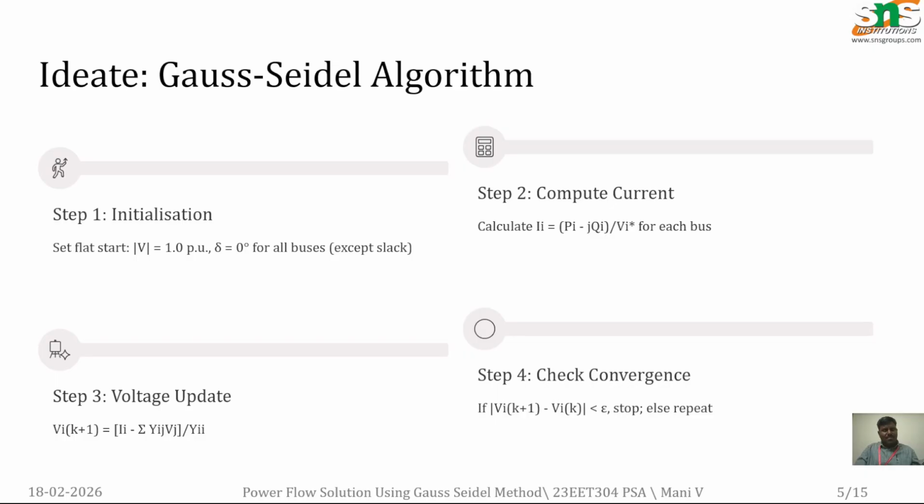In the fourth step, once the voltage or the current is determined, we have to check the convergence, whether the determined value is within a permissible level or not.